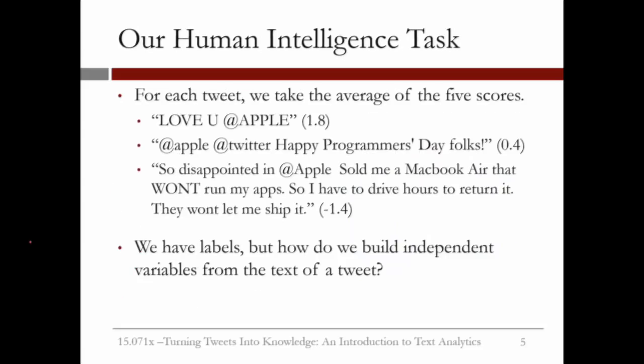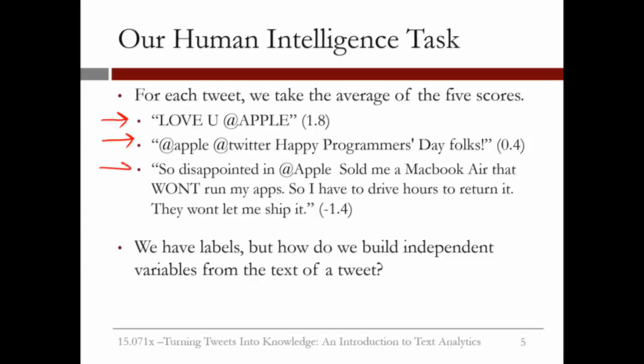Then, for each tweet, we take the average of the 5 scores given by the 5 workers. For example, the tweet, "Love you Apple," was seen as strongly positive by 4 of the workers and positive by 1 of the workers, so it gets a score of 1.8. The tweet, "Apple Twitter, Happy Programmers Day, folks," was seen as slightly positive on average.